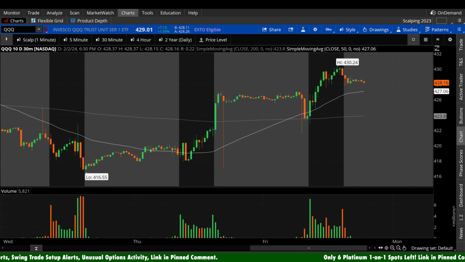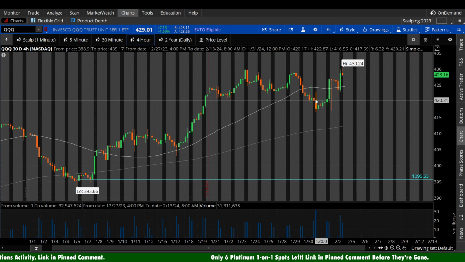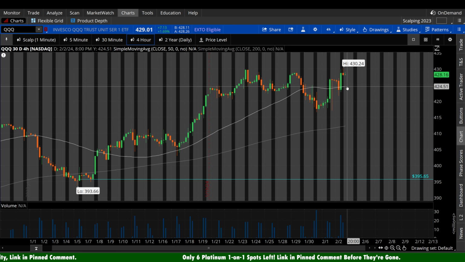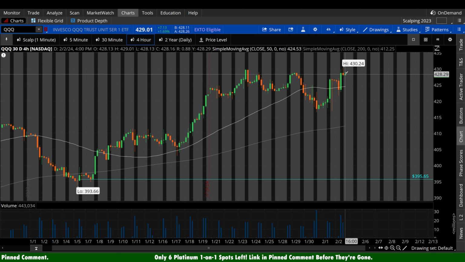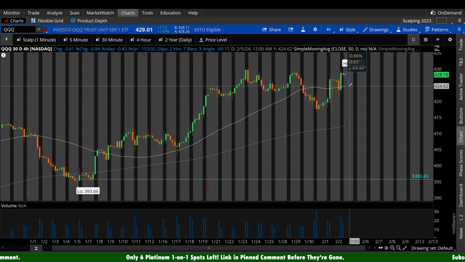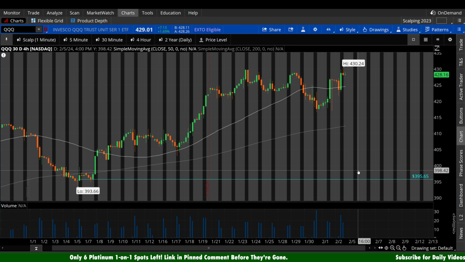Get down beneath the 50 period, start making our way back toward that 200 period, at least on the 30-minute chart in particular. Okay, let's move on now to the 4-hour chart. You can see here this 50 period currently sitting right around 424.50. That puts us right now less than 1%, approximately minus 0.85% of a move away from retesting that 50 period on the 4-hour chart.